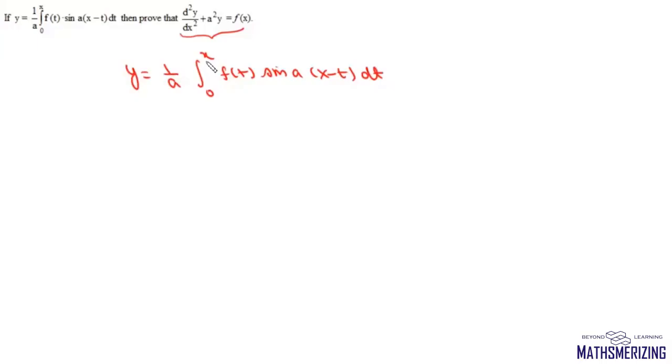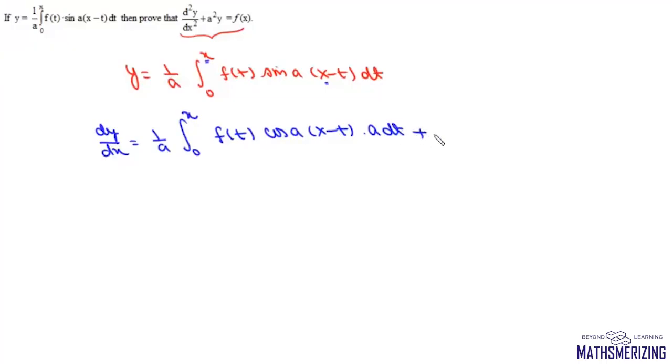Now here this parameter x is in the limits and is also in the function, so we have to use its general form. So here dy by dx will be 1 upon a, this integral from 0 to x, and then partial derivative of this function with respect to x. So it will be f(t) and then cos a(x minus t) into a dt.